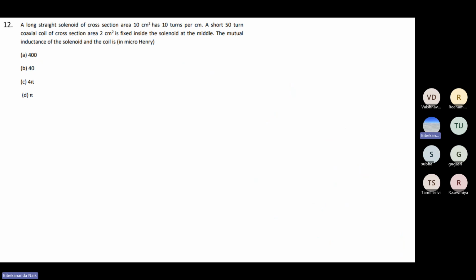The question says, a long straight solenoid of cross-section area 10 centimeter square has 10 turns per centimeter. A short 50 turn coaxial coil of cross-section area 2 centimeter square is fixed inside the solenoid at the middle. The mutual inductance of the solenoid and the coil is how much?